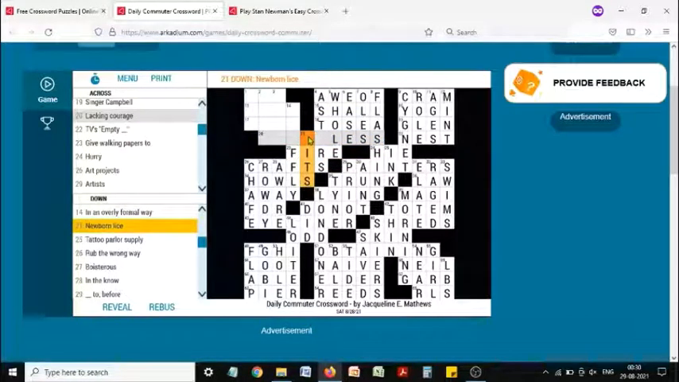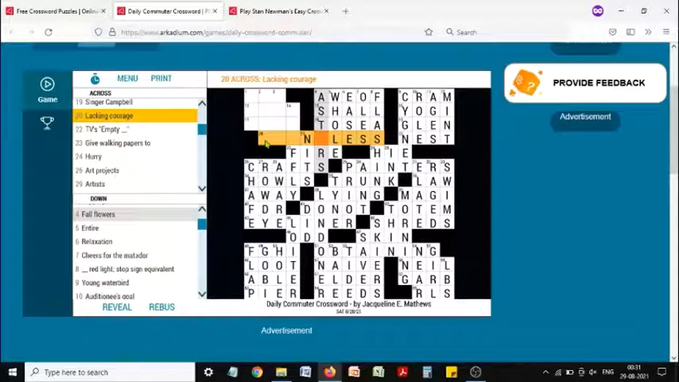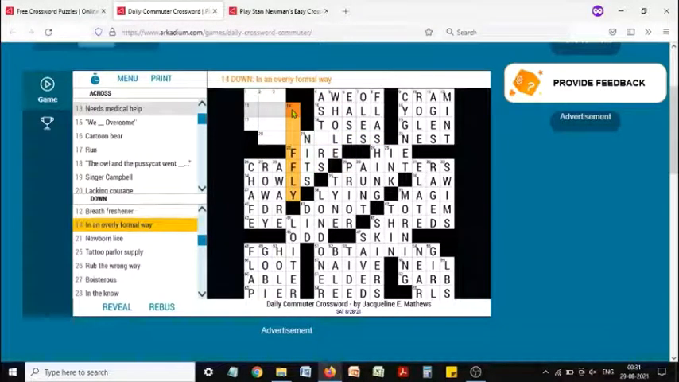21 down. Newborn lies. I don't know. Lacking courage. Dashless. No. Oh, what did I do? I just happened to press N by mistake. I was going for the space bar. I just happened to press N here and I got nits. Ah, lucky break. In an overly formal way.